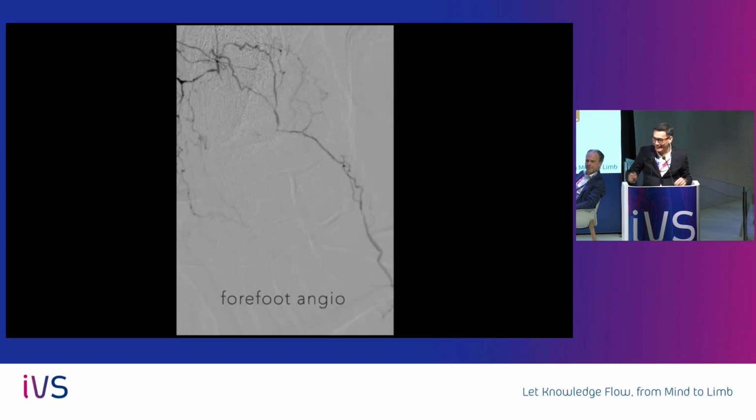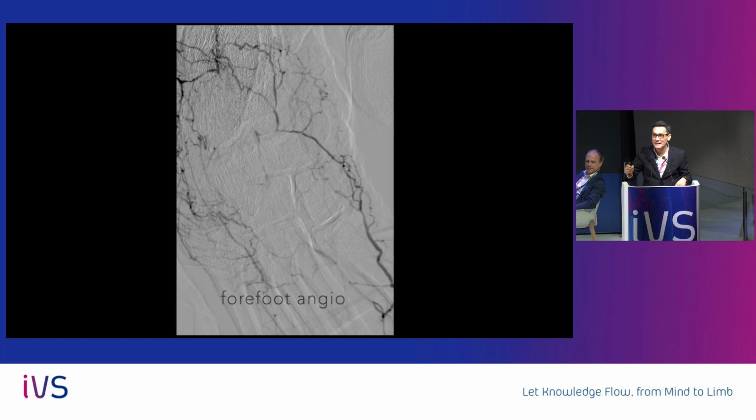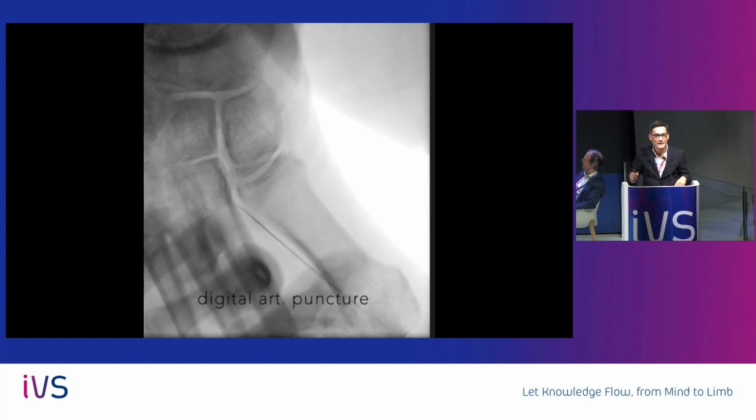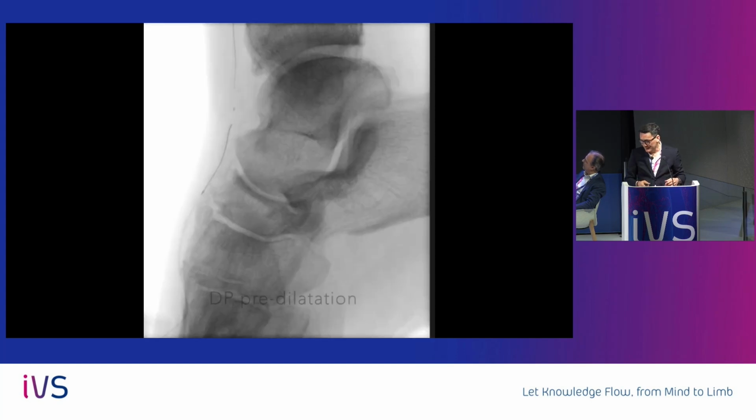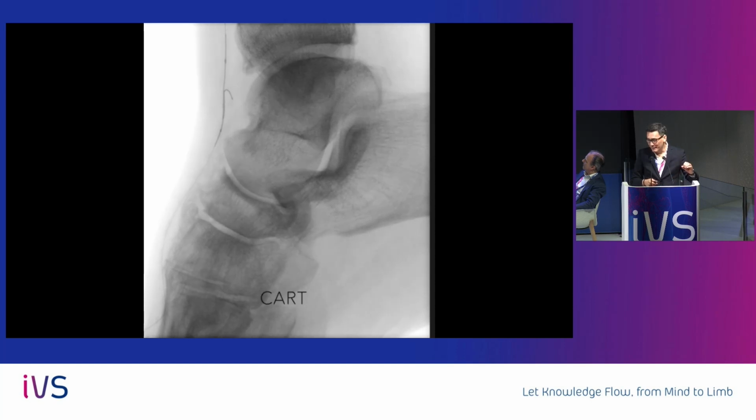So that's what we did. We went for a Buzz Lightyear. We punctured the digital artery. We were lucky enough just to engage the digital artery. We put a Sargent 014 catheter to secure the access. And then, as you can see, we arrived into the DP with a 2 millimeters of sternoballus.